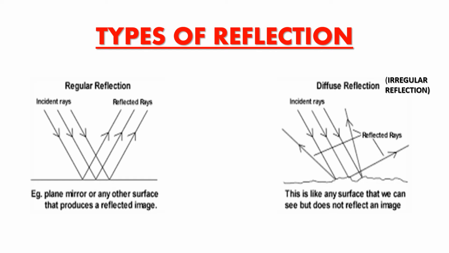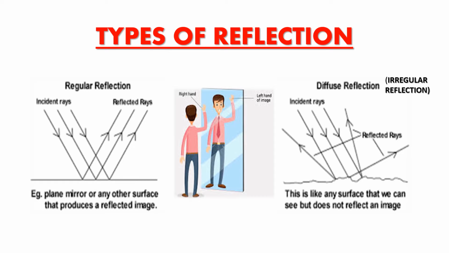Now, let us see types of reflection. There are two types of reflection: regular reflection and diffuse or irregular reflection. When the reflecting surface is smooth and well polished, the parallel rays falling on it are reflected parallel to one another. That is, reflected light goes in one particular direction. This is called regular reflection. The best example of this type of reflection is a mirror. As it is highly polished, it reflects most of the light falling on it and we are clearly able to see our image.